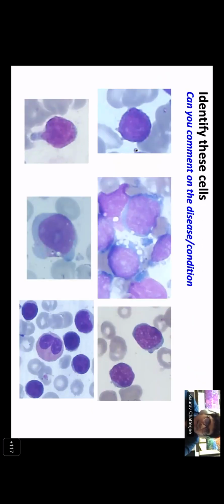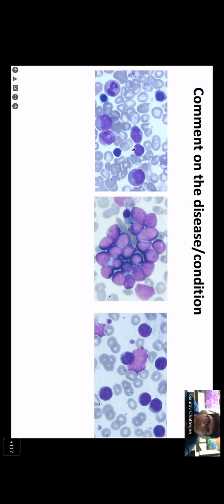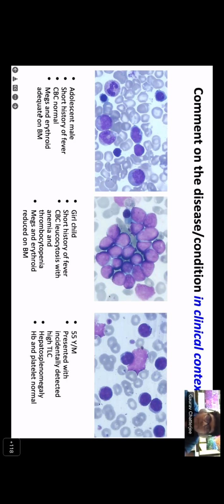Actually, if you go back, this is the same cell as this. So this cell is what we saw initially in the initial pictures. This is the same cell right here. And when I give you the history, you see that normal maturation was completely there. So this is probably just a normal hematogone, a normal lymphoid precursor. So this case can be diagnosed confidently when you look at the whole marrow and the whole clinical context.